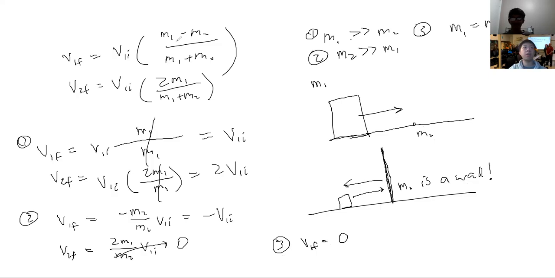Okay. So M1 is equal to M2, all right? In this case, V1F is equal to zero, right? Because M1 minus M2 just becomes zero.